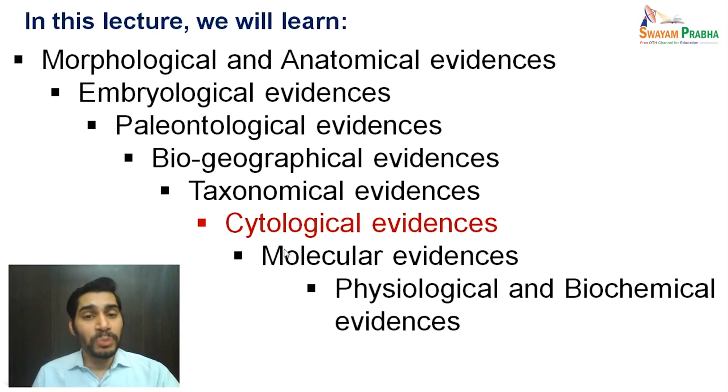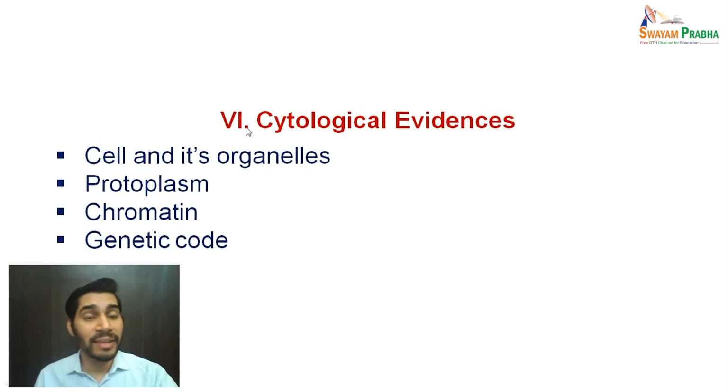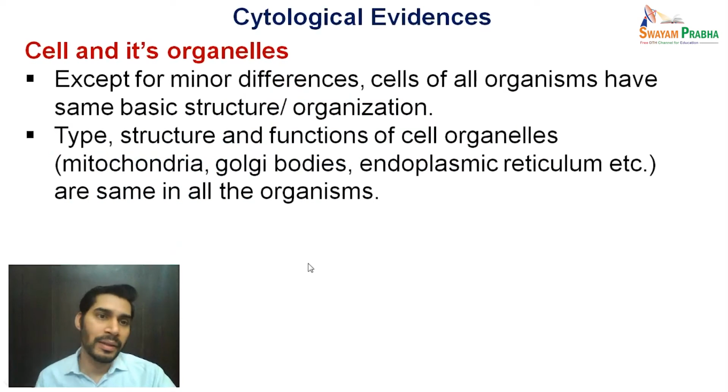Then let us move to cytological evidences, or the supporting evidence coming from cell biology studies. Under this, we will discuss how the cellular structures and the structures of its organelles, the protoplasm, chromatin and genetic code represent an evidence of evolution. Starting with the cell and its organelles.